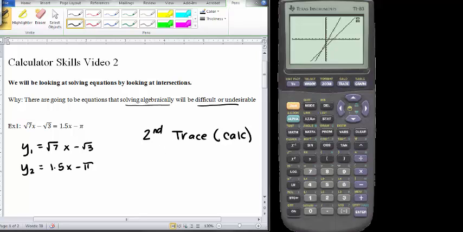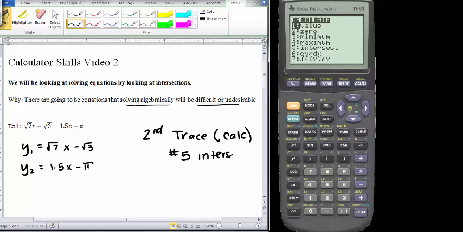So, second trace. Trace is above the arrows, and we get this calculate menu, and we're going to choose number 5, which is the intersection, because we want to know where these two lines intersect. You may do one of two things: arrow down, or you may press the number 5. If you arrow down, you have to press enter as well.